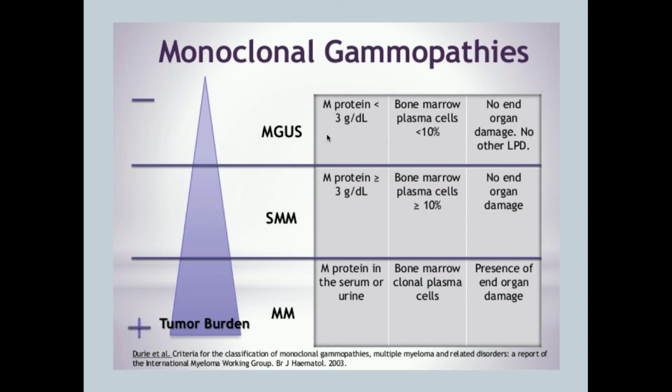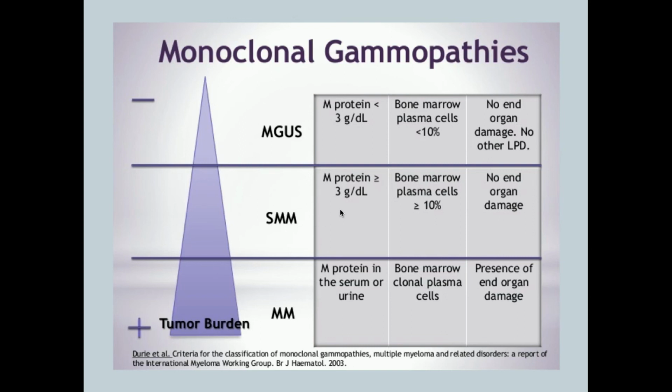So you just see an incidental M spike, and then if you were to do a bone marrow biopsy from there, you would see less than 10% plasma cells. So everything looks normal except for this M spike. People with MGUS are at increased risk for developing multiple myeloma, but otherwise they're asymptomatic, they're fine, we don't really do anything for it other than observation.